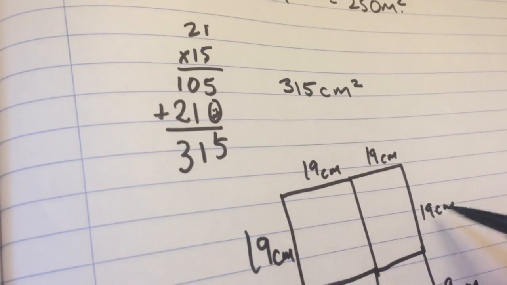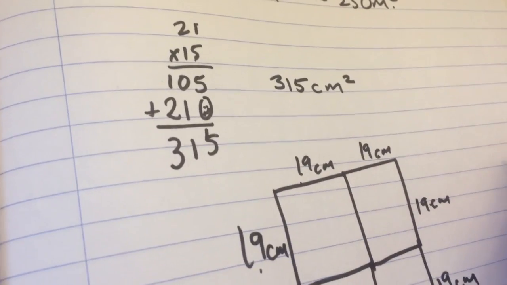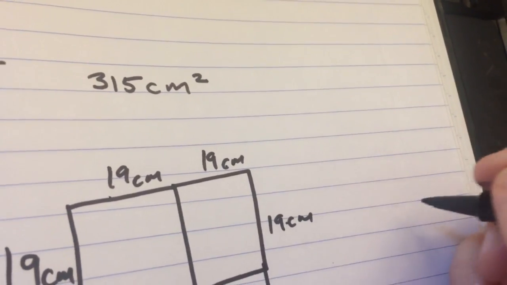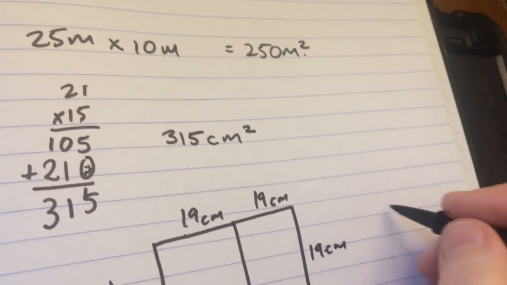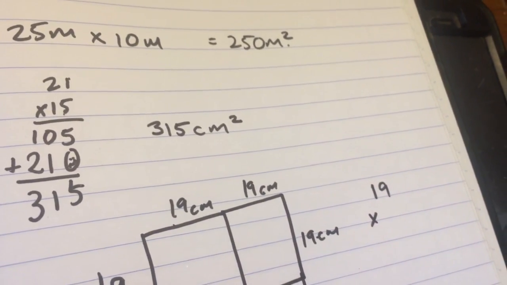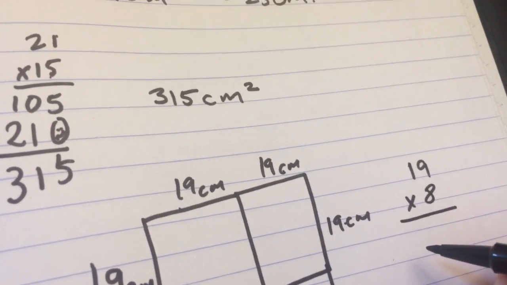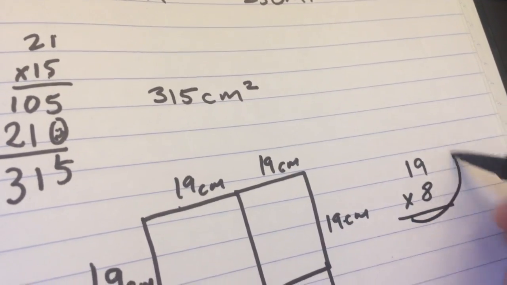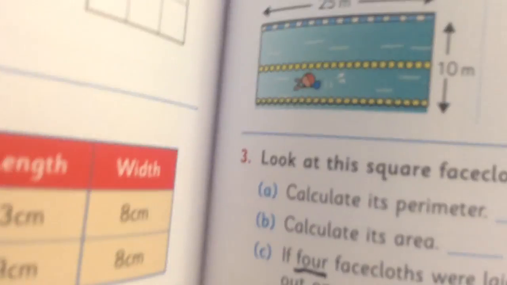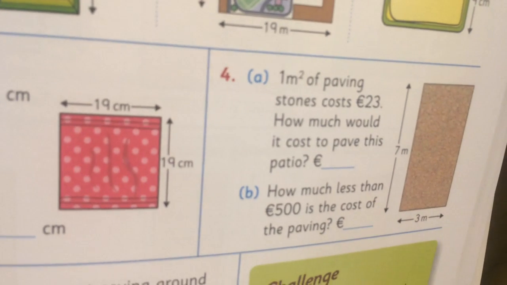Okay, so I could do 1, 2, 3, 4, 5, 6, 7, 8. I could do 19 plus 19 plus 19 plus 19 plus 19 plus 19, 8 times. Or I could write 19 multiplied by what? 1, 2, 3, 4, 5, 6, 7, 8. Multiply by 8. Right? Okay, so that's the sum that you would have for that question. All right? Now, let's move on to question 4.